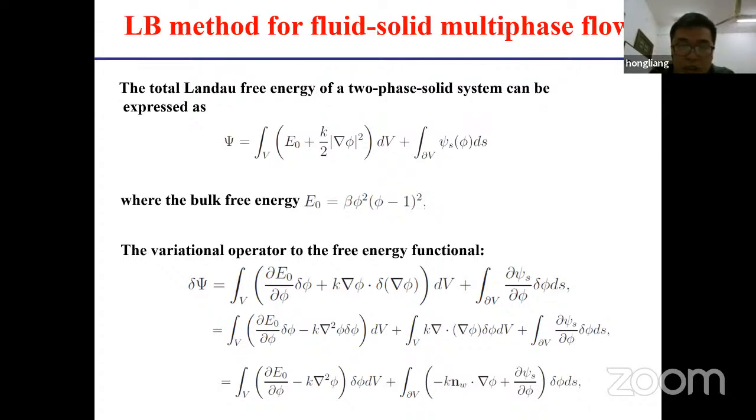The starting point of this work is the total free energy of the two-phase solid system. The first term is the wall free energy, the second term is the bulk free energy. We take the functional derivative of the total free energy functional, and we can obtain these equations.